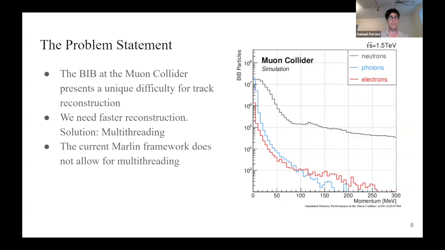So the BIB takes what used to be on the order of seconds to something that's on the order of minutes to hours, which is a problem when you have a lot of events coming in from a high luminosity collider like the Muon collider. So we need faster reconstruction, and the solution to that is multi-threading. The current Marlin framework that the processors are built in does not allow for multi-threading. It's not thread safe, and so that's not feasible there.